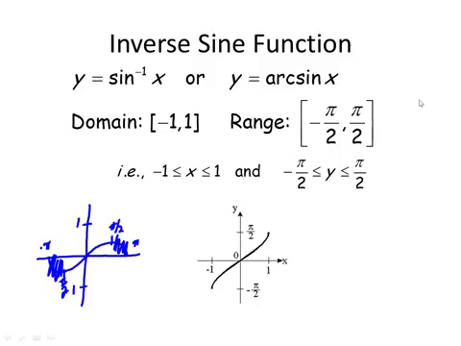That's why your range changes from negative pi to pi to negative pi over 2 to pi over 2. Well, when we take the inverse of it, you're going to flip your axes. So now our domain is from -1 to 1, and our range is from -pi over 2 to pi over 2. You have to remember this. Have to remember this. Put it on your formulas page. I don't care.